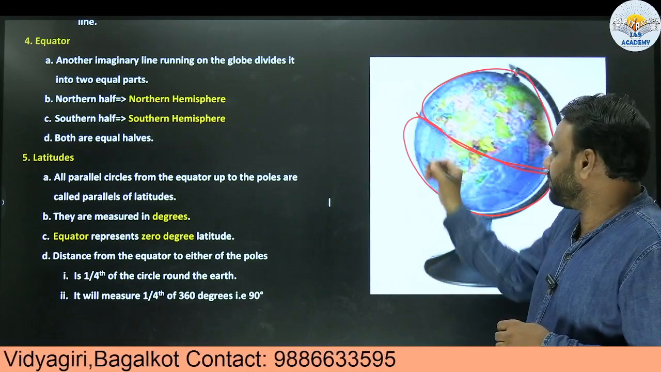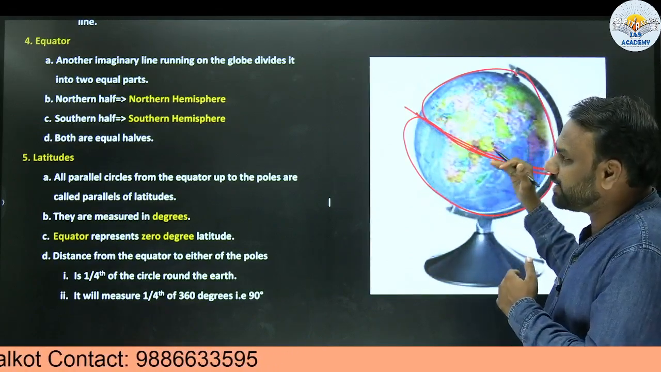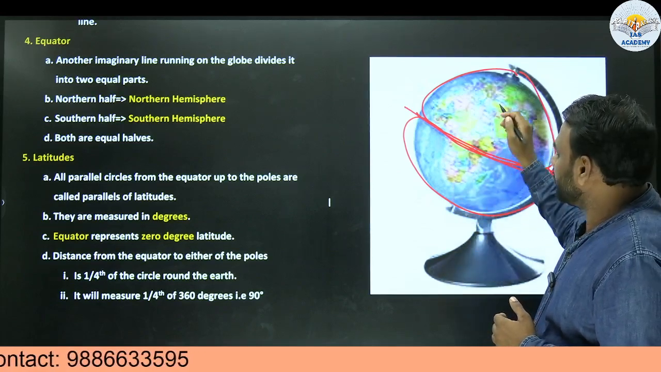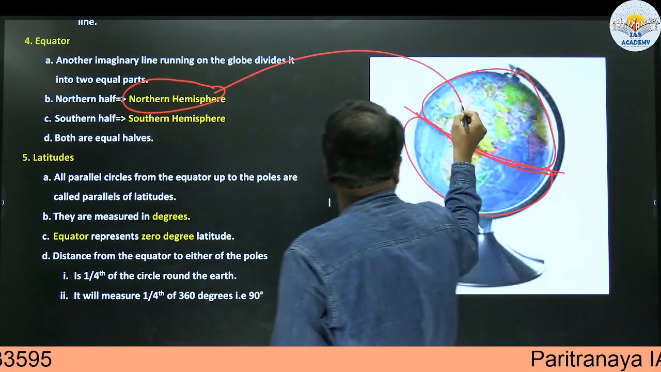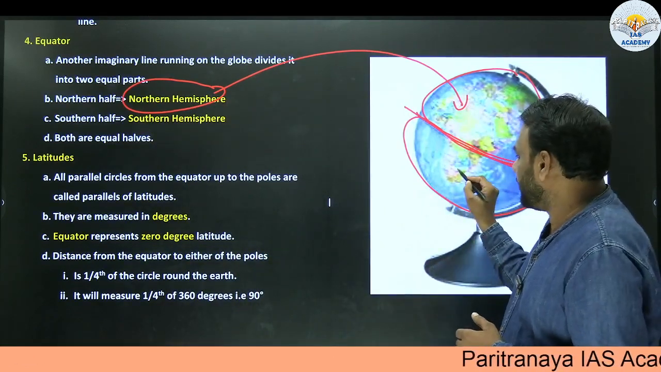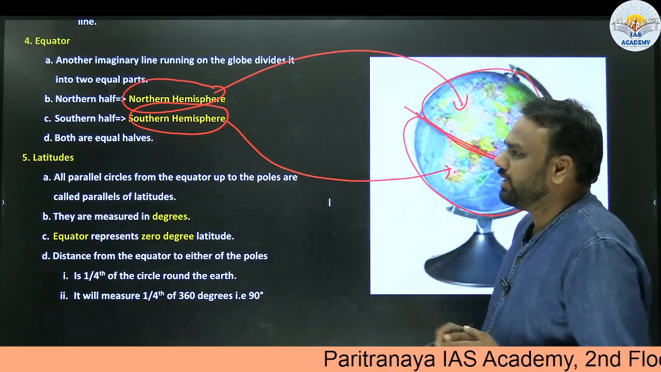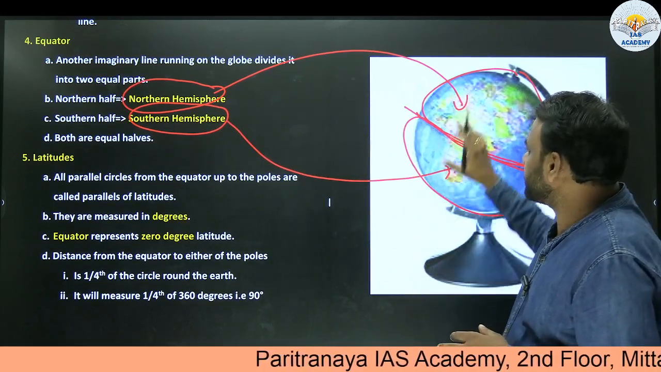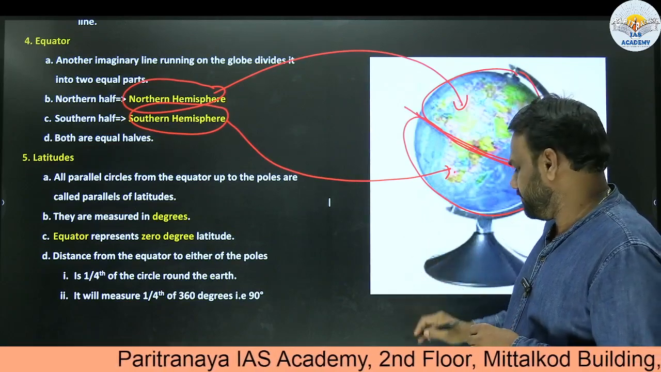So the imaginary line which crosses exactly through the center divides the Earth into two equal parts. This part is called the northern hemisphere and this part is called the southern hemisphere. And both the halves are equal. Northern hemisphere and southern hemisphere, more or less they are equal.